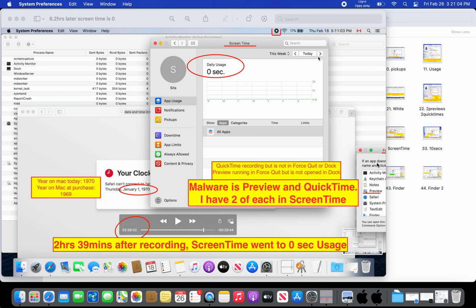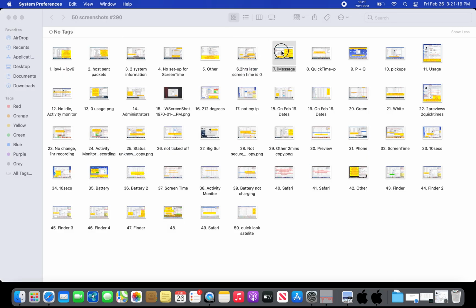Okay. All right, so here's ForceQuit. There's Preview running in ForceQuit, but Preview is not open here, and it's not open in the dock. Why is that? Not certain about that one. Okay. Not certain. Okay, I'm going to close that one.